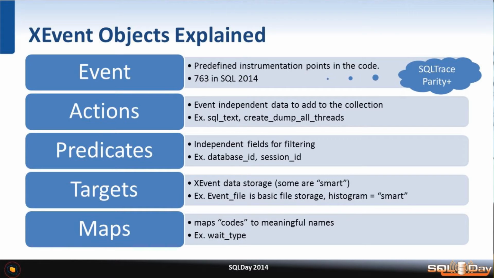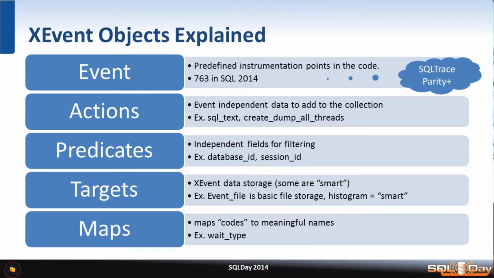Predicates are how you do filtering. But if you want to do filtering independent of the fields that are collected, like in the case of a page split, where you would have the page ID or the page number, you could actually do filtering on fields that are independent of the event, like a database ID or a session ID. You could say, for example, only show me the page splits for database ID 5, even though the page split event doesn't include database ID in its data.